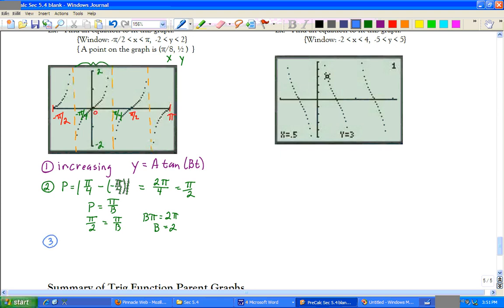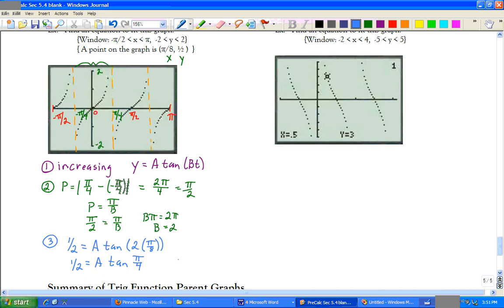We're going to plug in everything that we know, and then solve this for a. We know our y-coordinate is 1/2. That's going to equal a, which is what we're trying to find, times the tangent of our b value, which we just found to be 2, so 2 times pi over 8. If we simplify this, we get 1/2 is equal to a times the tangent of pi over 4.